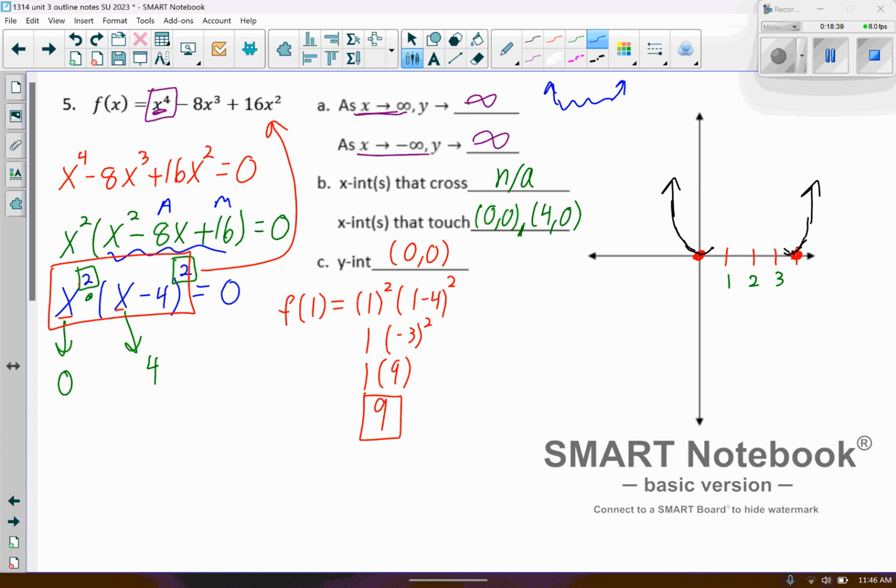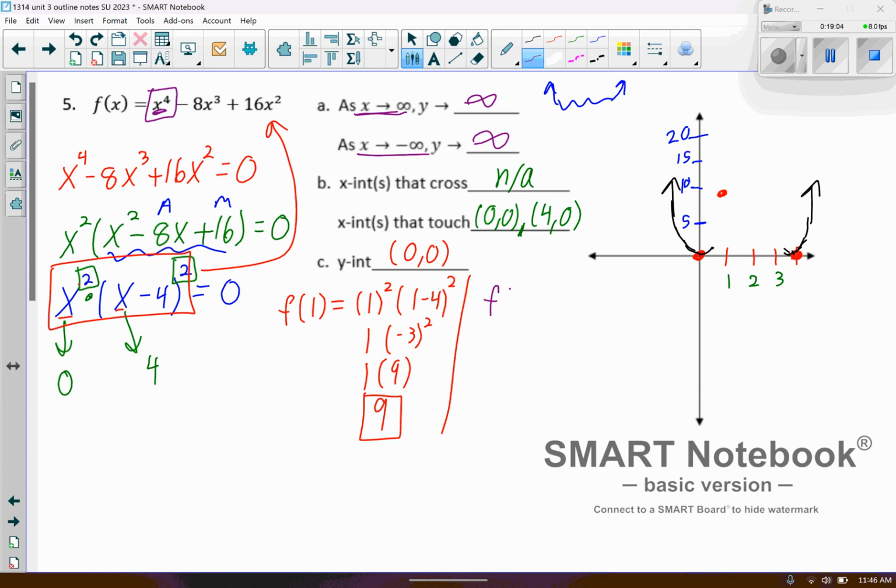Let's see. I guess I need to go by increments of 5 to make sure I can have enough space. So let's see. 5, 10, and I might even go a little bit higher so we leave some extra room there. All right, so at 1, I'm all the way up here at 9. Okay, now let's go ahead and try f of 2.